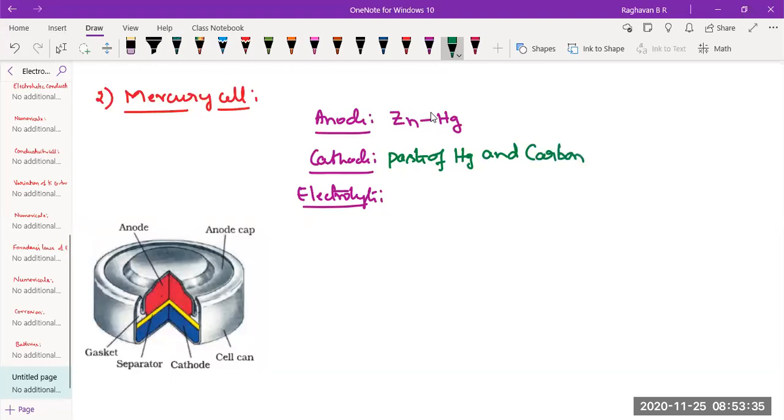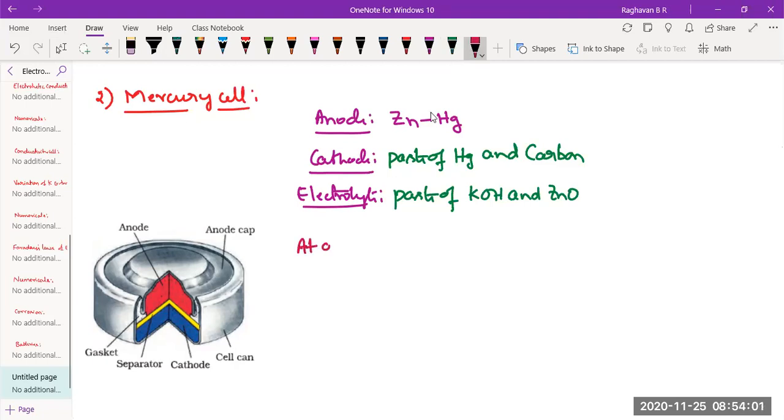The paste of mercury and carbon, and the electrolyte is also a paste, a paste of KOH and zinc oxide. Okay, anode, cathode, and electrolyte. Now, what are the cell reactions?